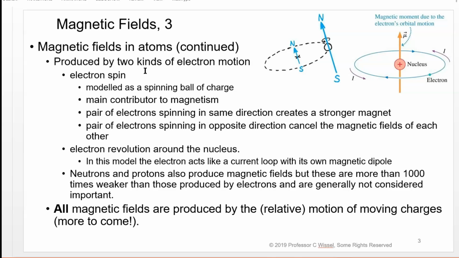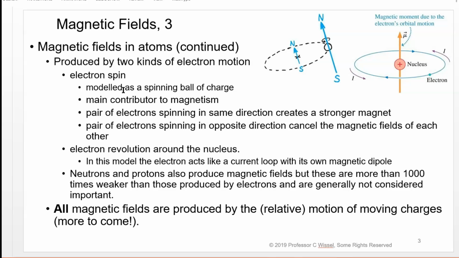Magnetic fields in atoms are produced by two types of electron motion. Electron spin, and we model an electron as basically a spinning ball of charge. Now, this is kind of modeling something in quantum mechanics with something that's everyday. So it's not exactly a good model, but it's good enough for this. This is the main contributor to magnetism. Pairs of electrons spinning in the same direction will create a stronger magnet, and electrons like to go in pairs. Pairs of electrons spinning in opposite directions cancel the magnetic fields out of each other.